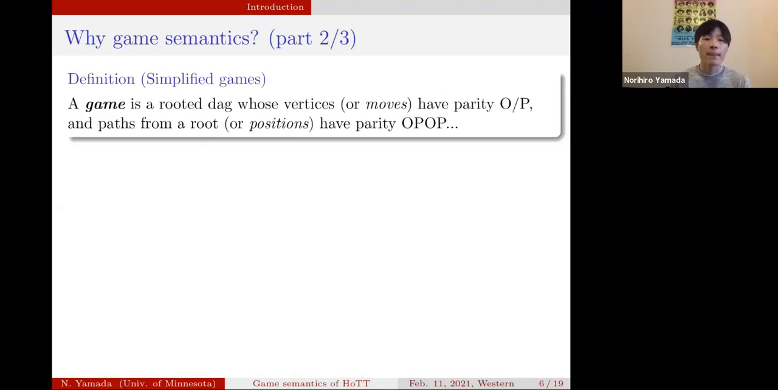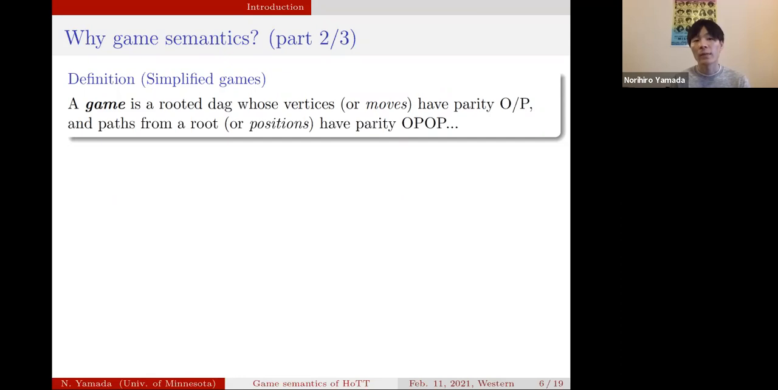Okay, so a game is a rooted, directed acyclic graph, or DAG, whose vertices are called moves. Each is assigned a parity, OP, representing opponent or player, and every path from a root, called a position, has parity OP, OP. The intuition here is that a game in the ordinary sense, like chess and poker, can be represented by a DAG in which a root represents the first move of the game. Along a path from a root, a play of the game proceeds. In a standard game, it is always the opponent who makes the first move, and that's why the root has parity O, meaning it is a move by the opponent. Then a path has parity OP, OP, meaning that player and opponent alternately perform moves.